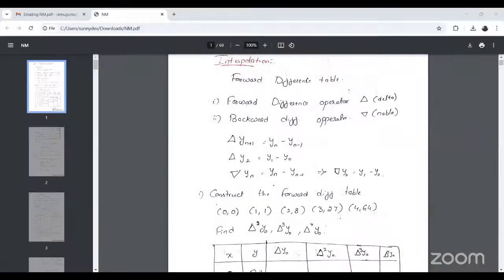Now today we are going to discuss numerical methods. These are the notes. Forward difference table and backward difference table. So forward we can denote by delta, and backward we can denote by nabla.